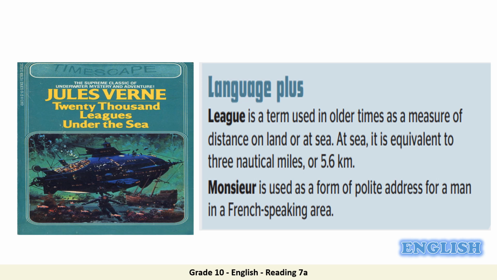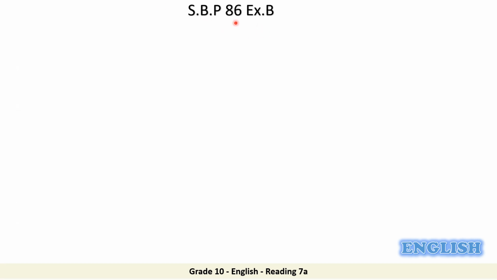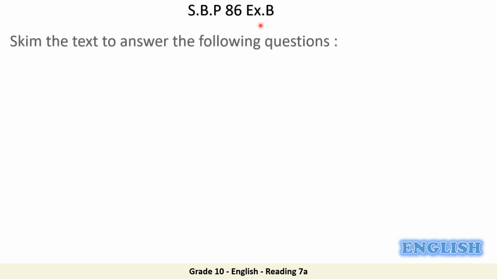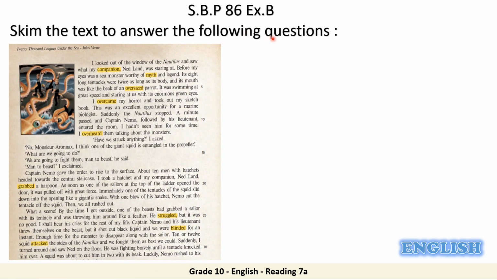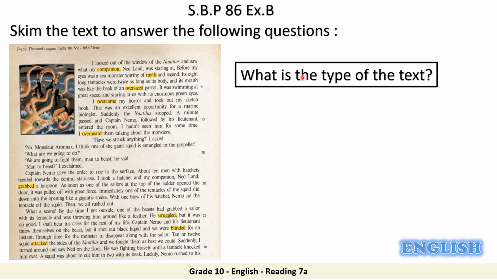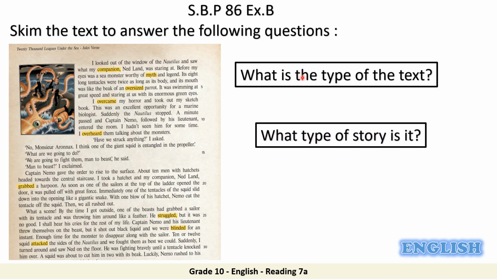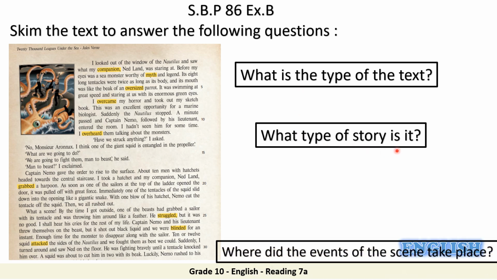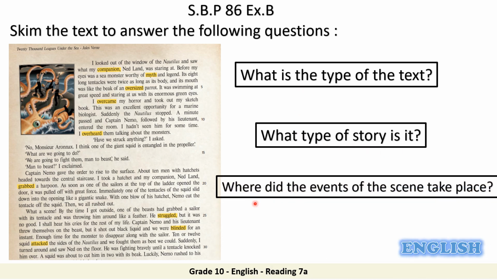And now let's go to your student book, page 86, exercise B. Skim the text to answer the following questions. Question number 1, what is the type of the text? Question number 2, what type of story is it? Question number 3, where did the events of the scene take place? As you know, the word skim means to read the text quickly. Now please pause the video for a minute, skim the text and answer the questions.